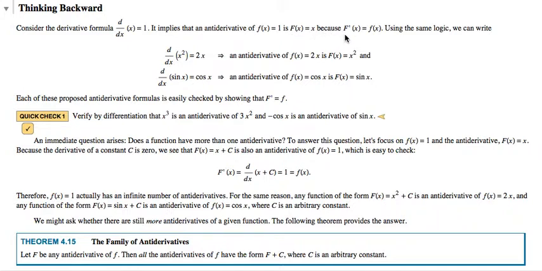And because F prime of x equals f of x. And so using that same logic, we think, well, if I take the derivative of x squared, I get 2x. So the antiderivative of 2x should be x squared. And taking the derivative of sine, we get cosine. So an antiderivative of cosine of x should be sine of x. We can check that each of these proposed antiderivative formulas is true by showing that taking the derivative of capital F gives us lowercase f.